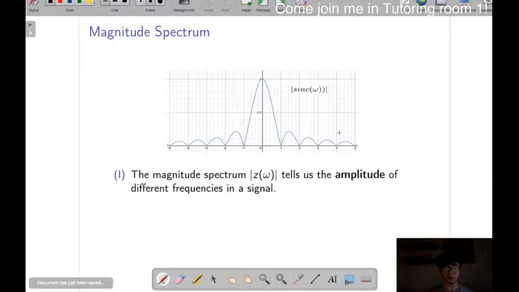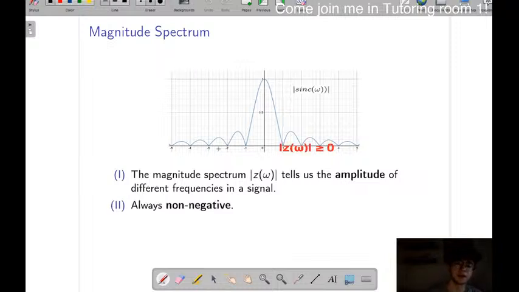So this tells us we can decompose everything into sines and cosines. Great. So the magnitude spectrum is where we talk about how loud each of those sinusoids are. That's what we got.